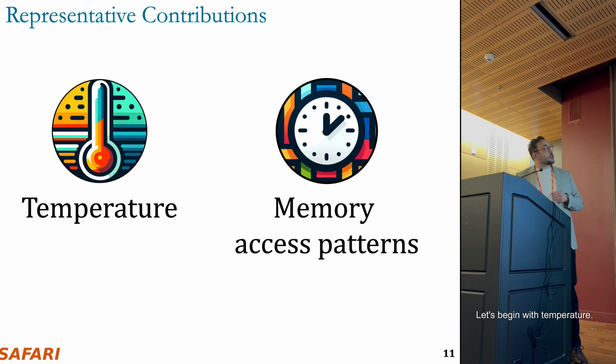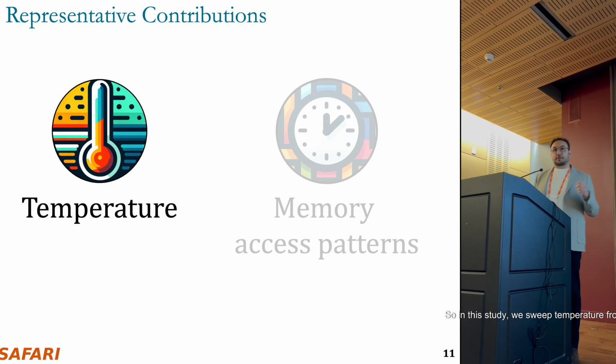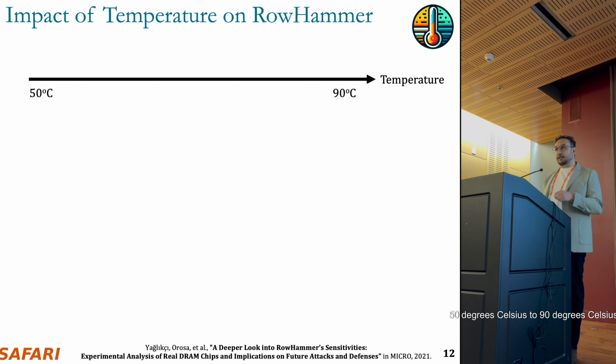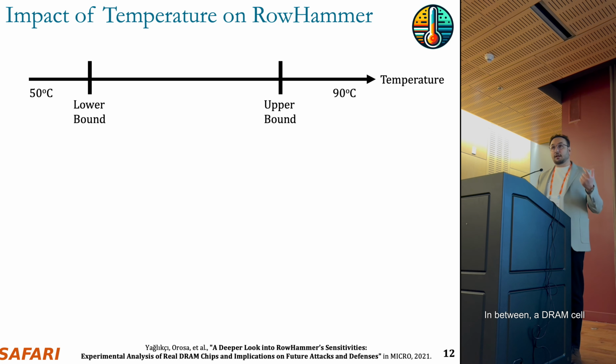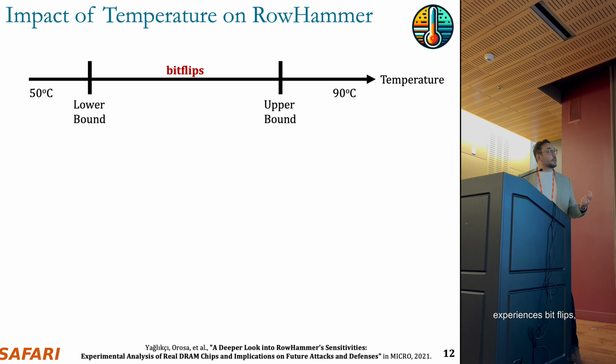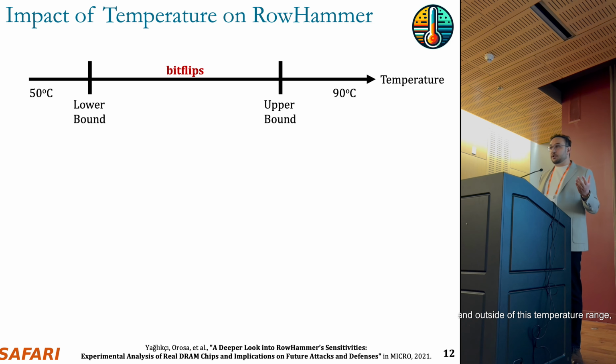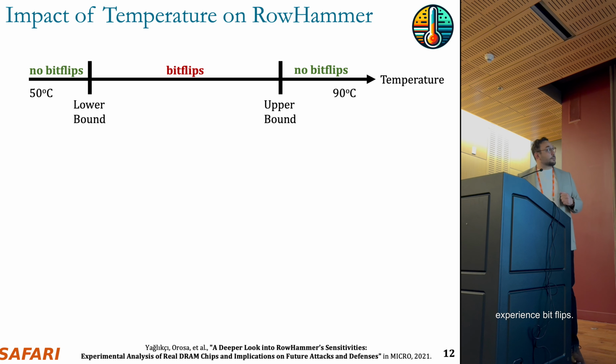Let's begin with temperature. In this study, we sweep temperature from 50 degrees Celsius to 90 degrees Celsius, and we keep testing our chips to observe any Rowhammer-related bit flips. We observe a lower bound of temperature and an upper bound of temperature. In between, a DRAM cell experiences bit flips, and outside of this temperature range, it doesn't experience bit flips.